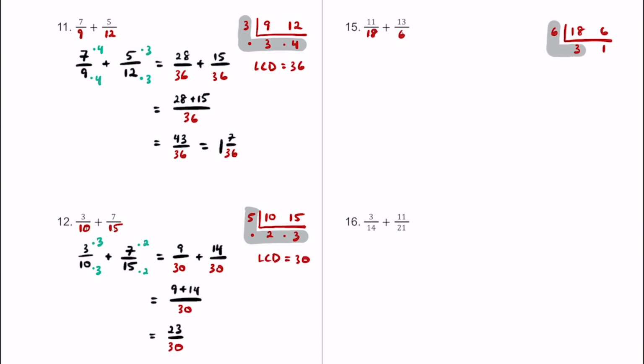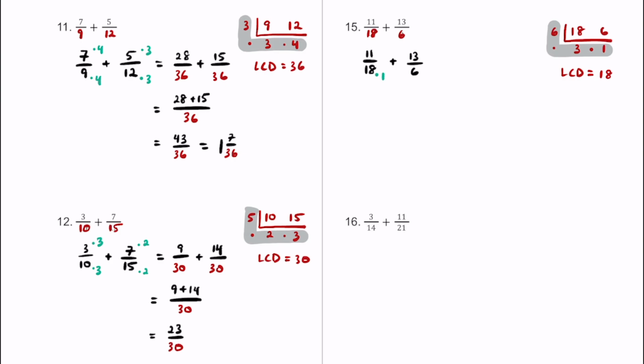So let's go ahead and see here. We can't go any further. 6 times 3 is 18, 18 times 1 is 18. So the first time 18 and 6 meet is going to be at 18. So let's go ahead and see, we have 11 over 18, which already has the 18 we're looking for, and we have 13 over 6.